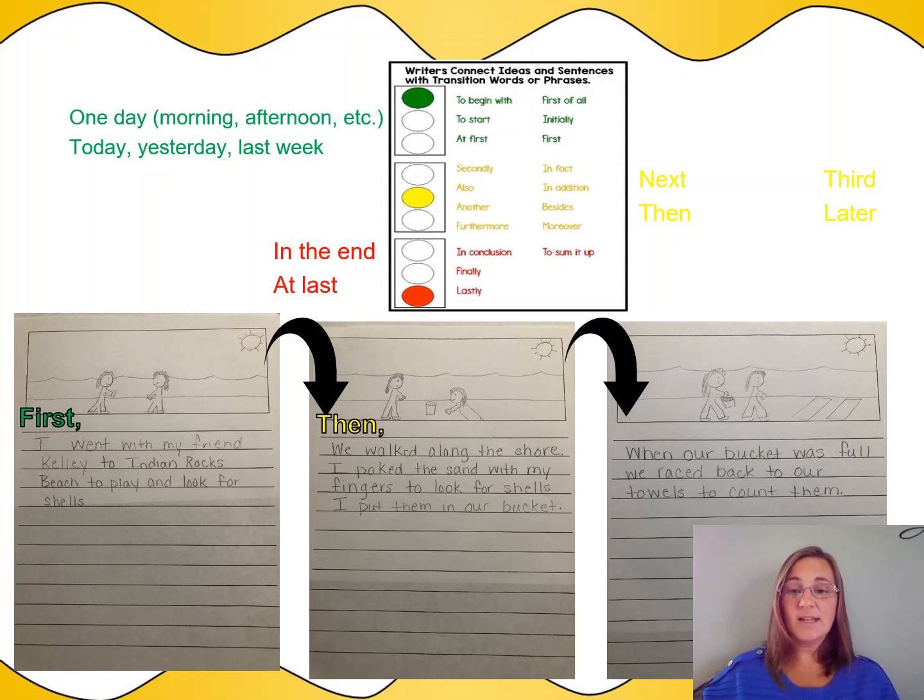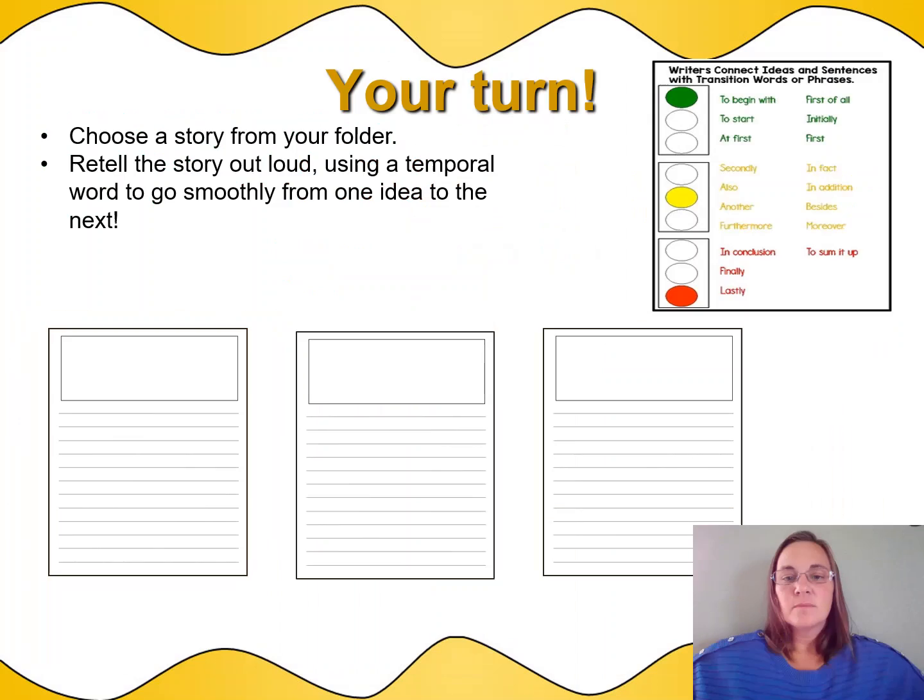Time for me to move to the ending. I need to choose a temporal word that's red that shows that I'm wrapping up my story and finishing it up. I think I'm going to choose finally, because this is the last thing we did. Finally, comma, when our bucket was full, we raced back to our towels to count them. I really think that that made my writing sound much more smooth. First, then, finally. Now my readers know the order that everything happened in.